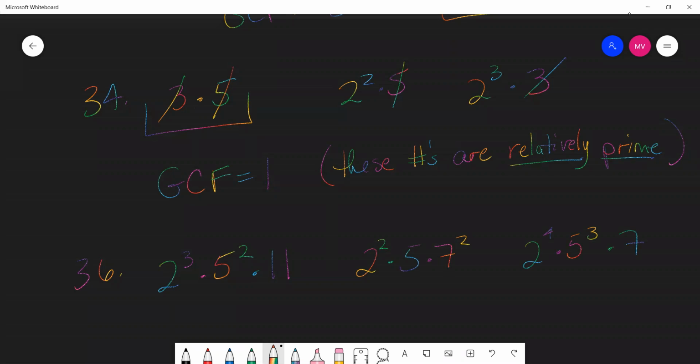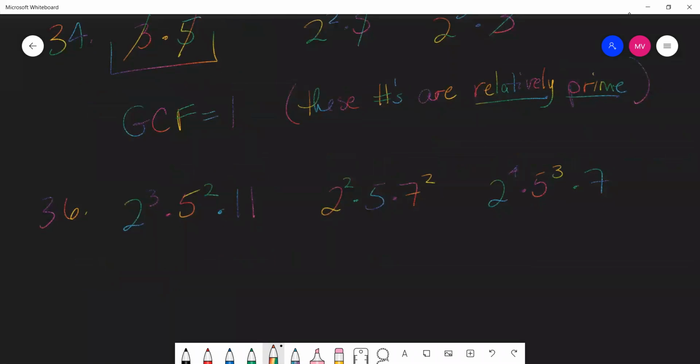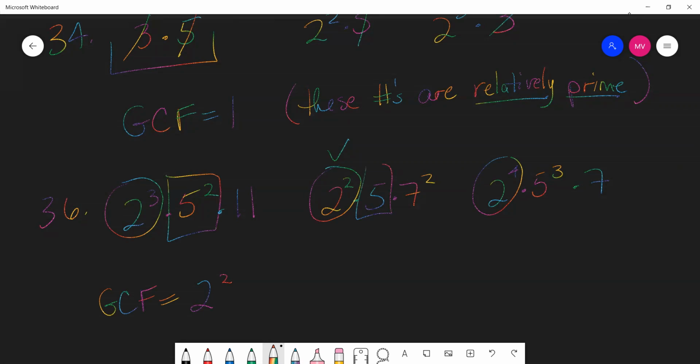Okay. Well, we definitely have some sort of greatest common factor besides 1, because we have a 2 in each of these. We have 2 cubed, 2 squared, and 2 to the 4th. Which one has the smallest exponent? 2 squared. So 2 squared is going to be in our greatest common factor. All right, now let's look at 5. We have a 5 squared. We have a regular, just 5 by itself, so 5 to the 1, and then 5 cubed. Which one has the smallest exponent? This guy. So we have 5.